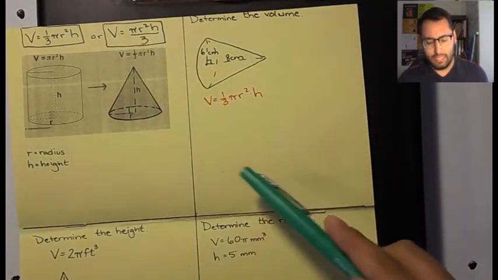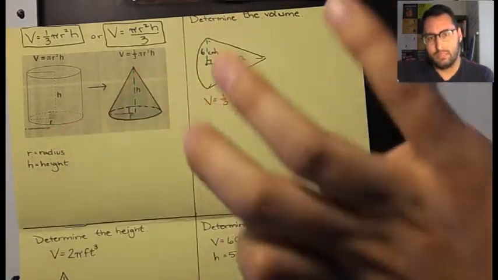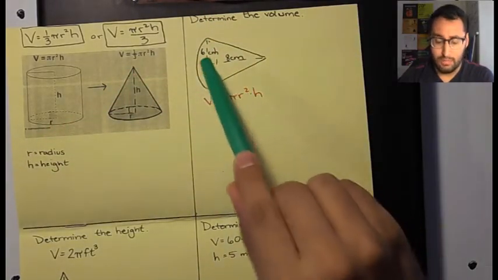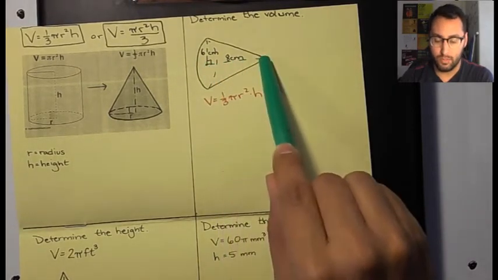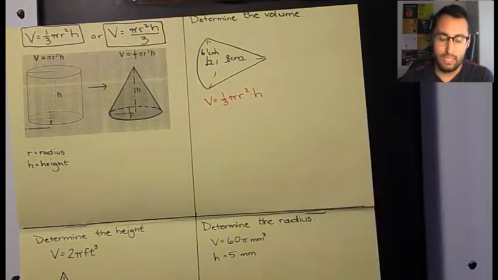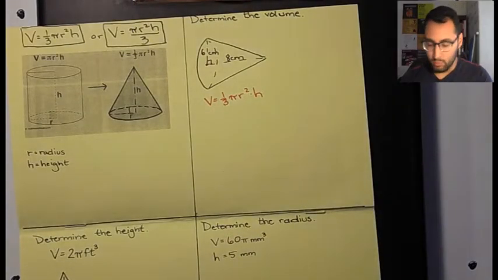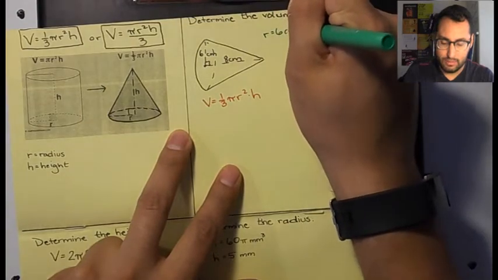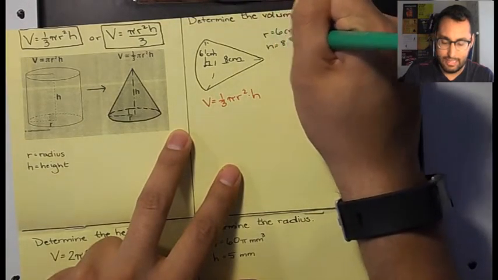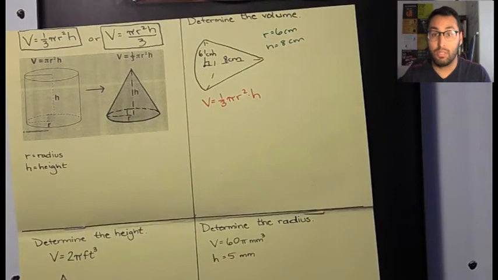Now the thing is, it looks like we have a cone that's kind of tilted off to the right. We still have the radius, we still have the height, right? The height from the base, which is a circle, all the way to where it joins to a point at the end of it. The radius here is 6 centimeters, and the height is 8 centimeters. So let's just plug those values in.